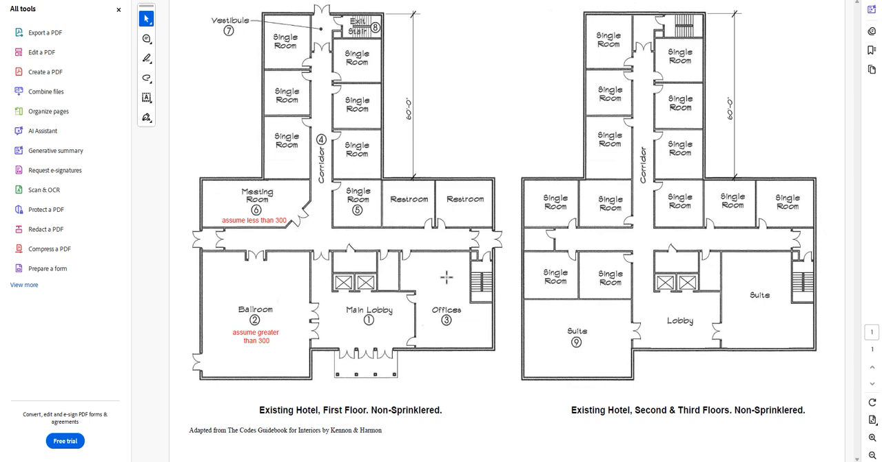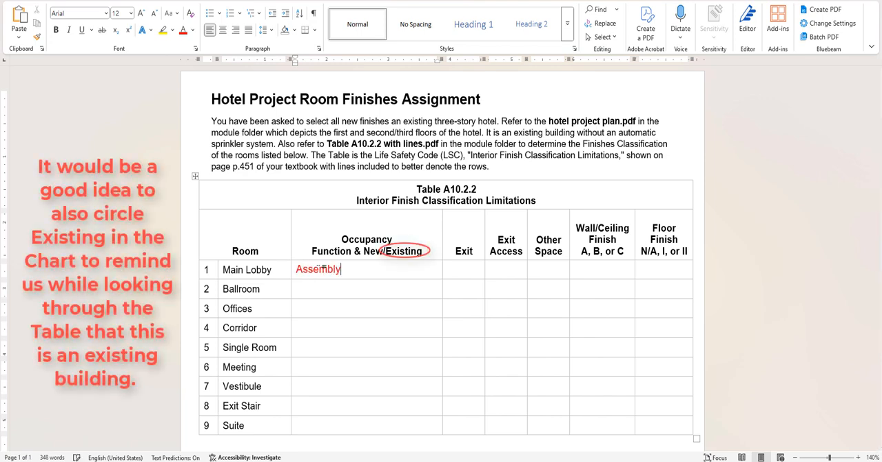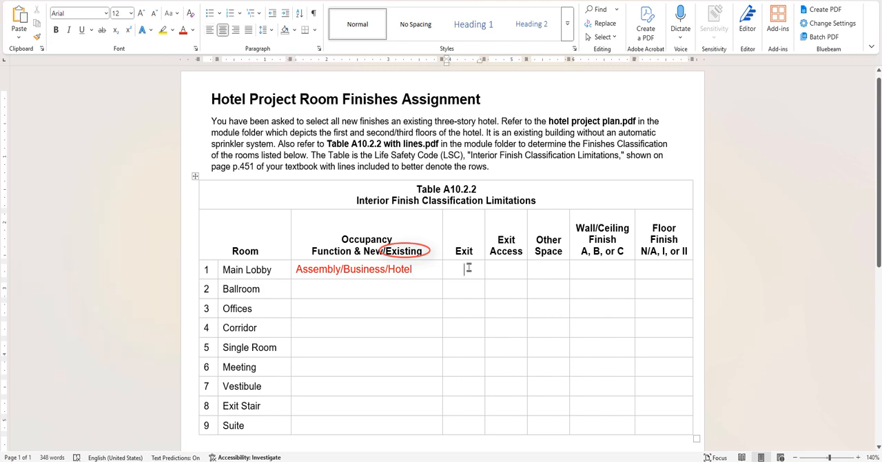All right. So we've got hotels, we've got assembly, we've got business. Is there anything else here? No, I think we've covered the bases. So for main lobby, we're going to type in assembly, and then business and hotel. And we said that that would be an exit, right? They're exiting out of the space.